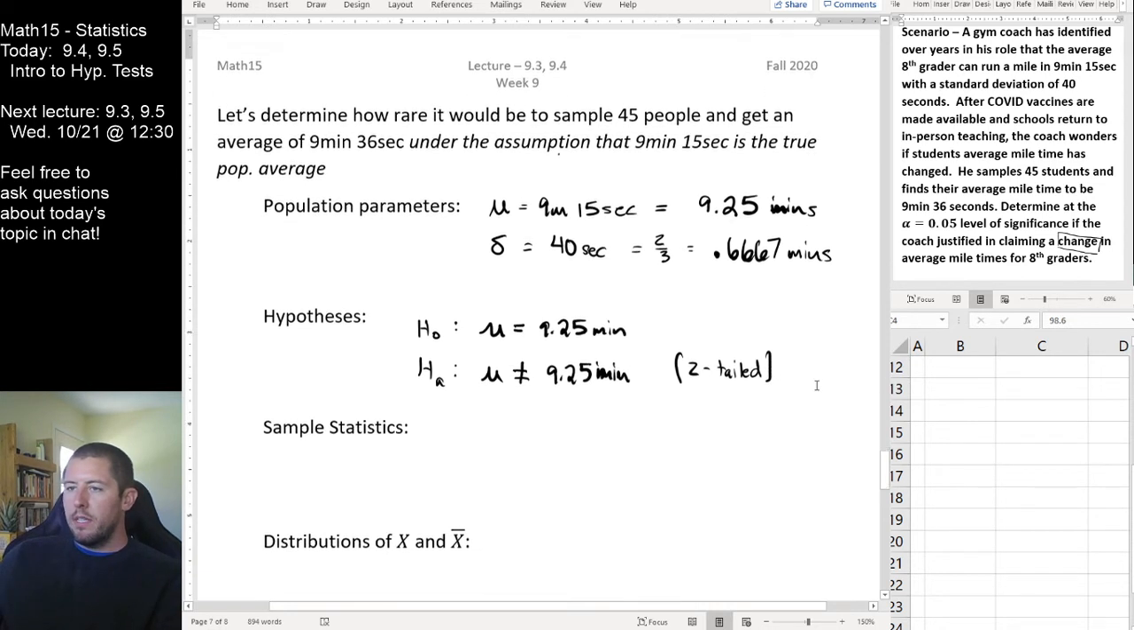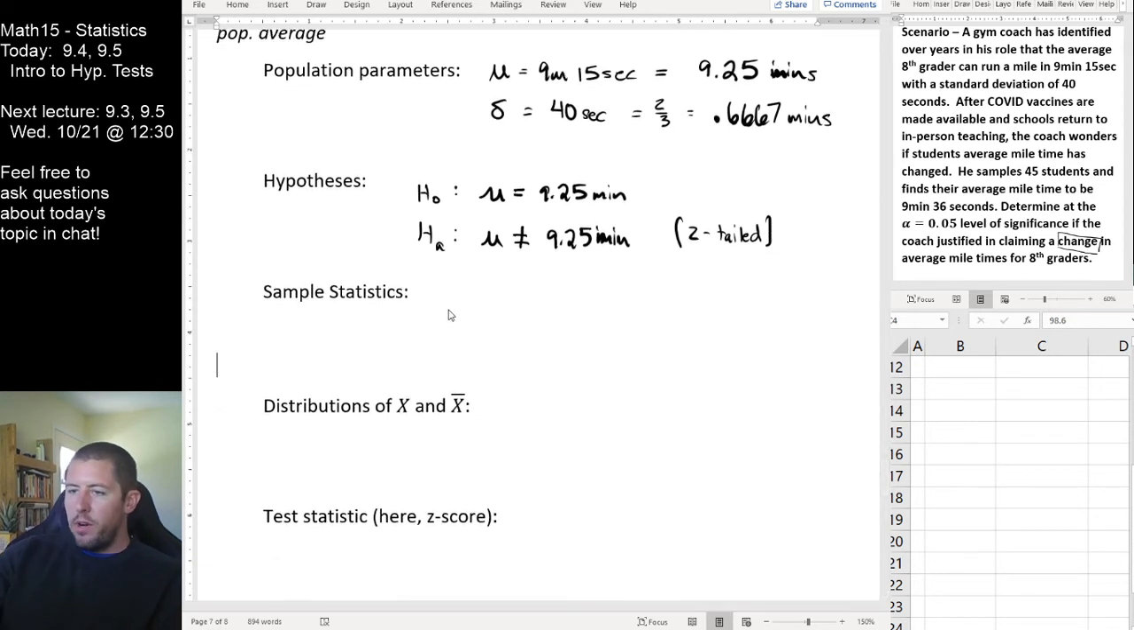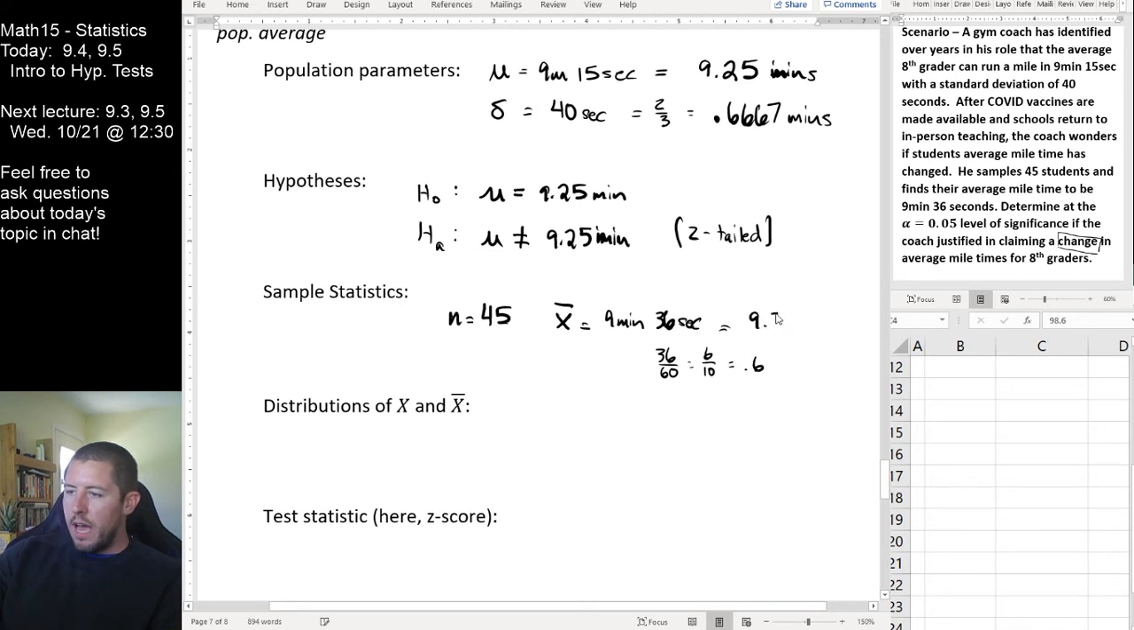So what sample statistics were given to us? Well, in this case, I see that we were given an n sample size of 45. We found an x bar, our sample average, of 9 minutes and 36 seconds. Now 36 out of 60 is the same thing as 6 out of 10 if you divide both by 6, that's 0.6. So this should be 9.6 minutes. So we're comparing our sample average of 9.6 to our alleged population average of 9.25.